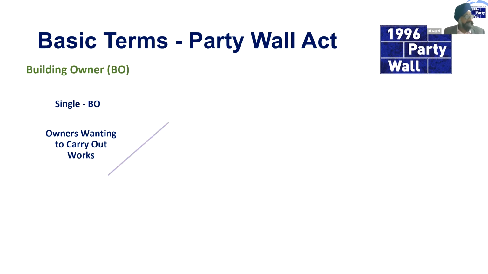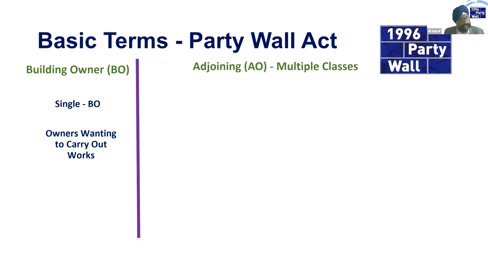Now, the reason I say there's only one building owner is that on the other side, you've got multiple classes of adjoining owners. So you have the freeholders. There's always one freeholder of a building, but you could have a scenario where, for example, if you've got a terrace property and you've got properties on either side, there are 2 or more freeholders that are notifiable under the Act.